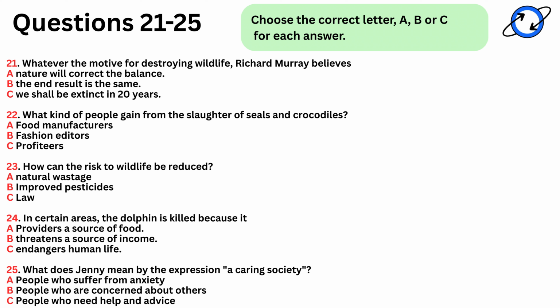Richard Murray, a zoologist and popular TV personality, has been giving a talk on endangered species of wildlife to members of the Young Conservationists Association in a small town in the south of England. Listen to the extract from the discussion he had with 2 of the young people after his talk. First, you have some time to look at questions 21 to 25.